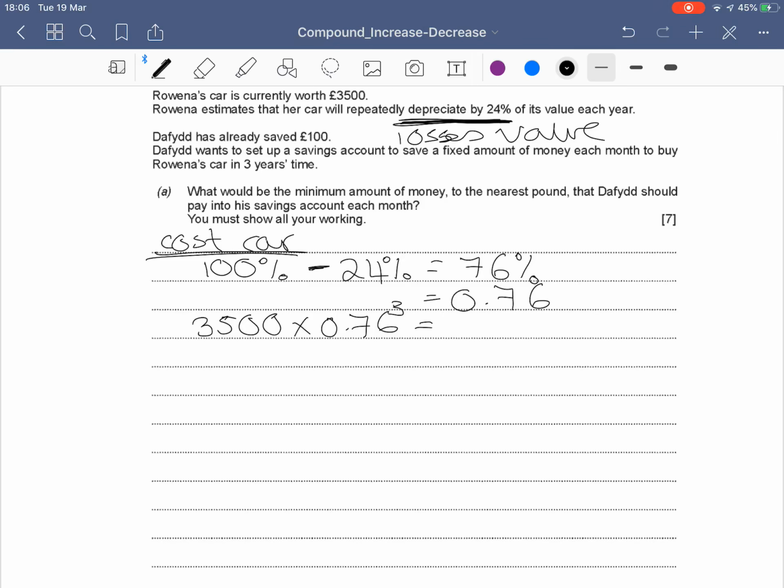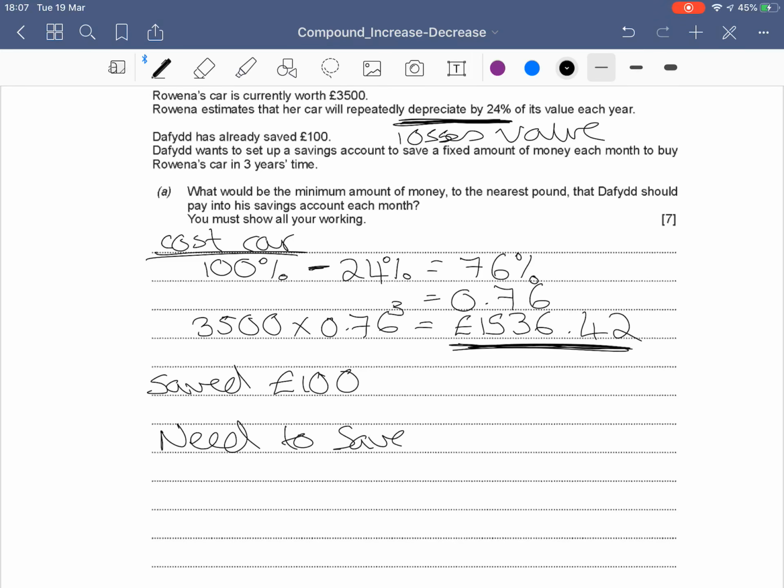So when you put that on your calculator, you get 1,536.42. So that's how much the car is worth, how much he expects to pay for it. Now, he's already saved £100. So he's got the 1,536.42, the cost of the car. We take off the £100 he's already got. That leaves me with 1,436.42. So he needs to save that much money.